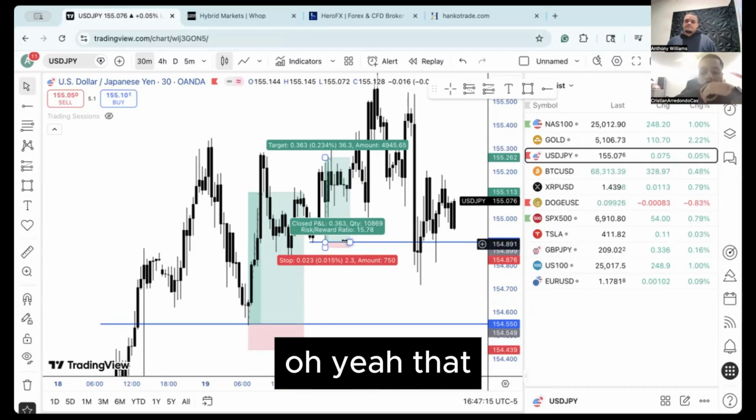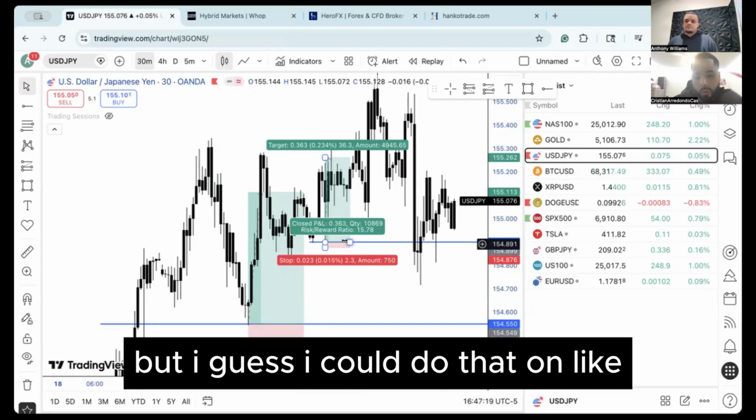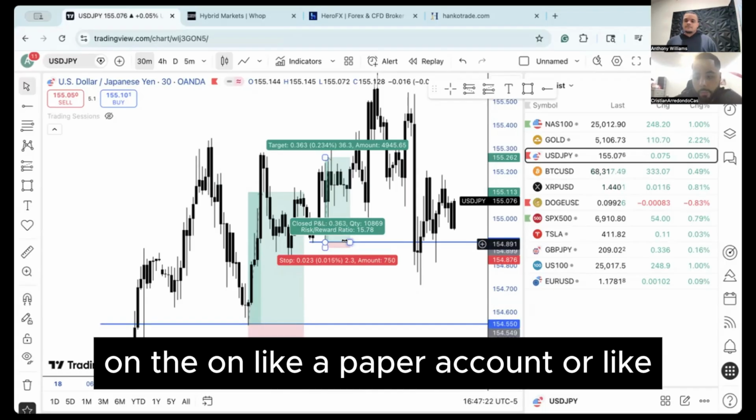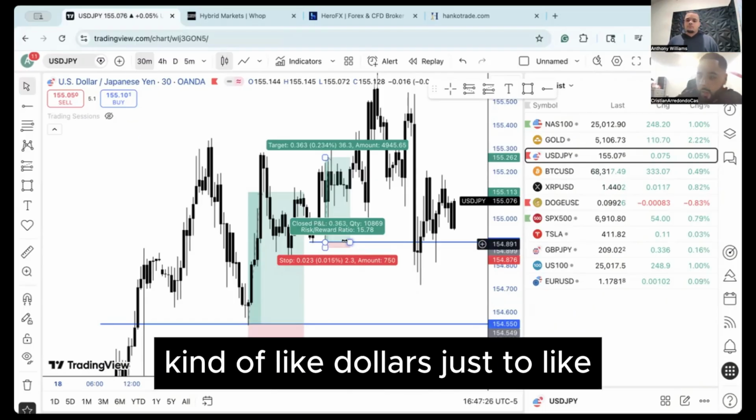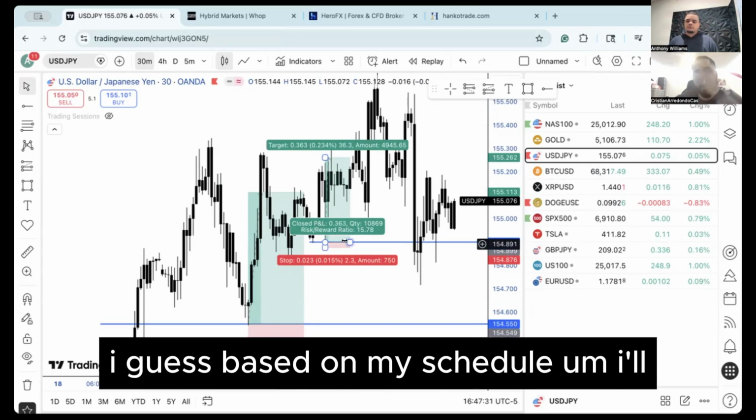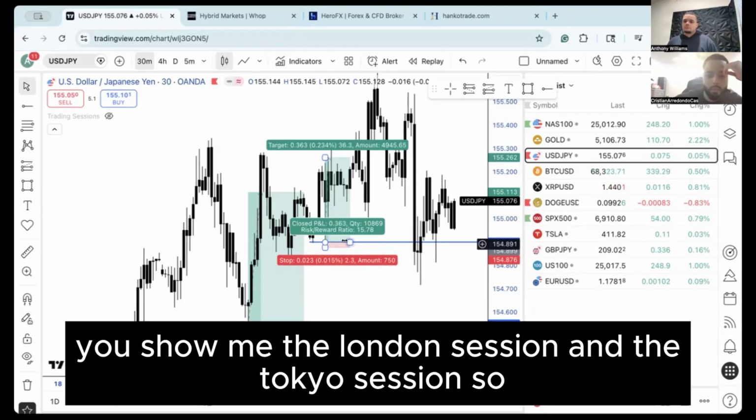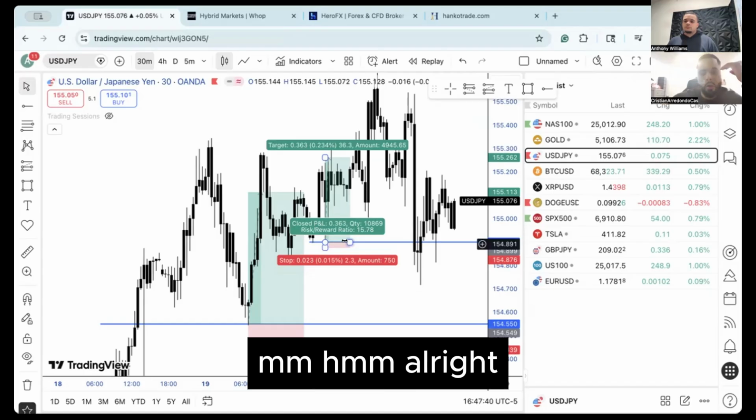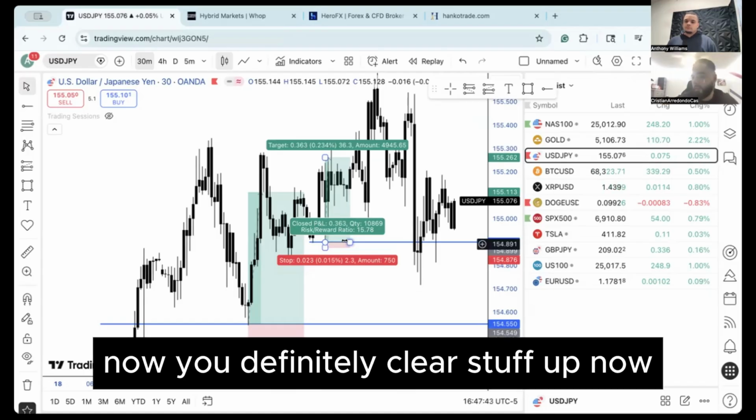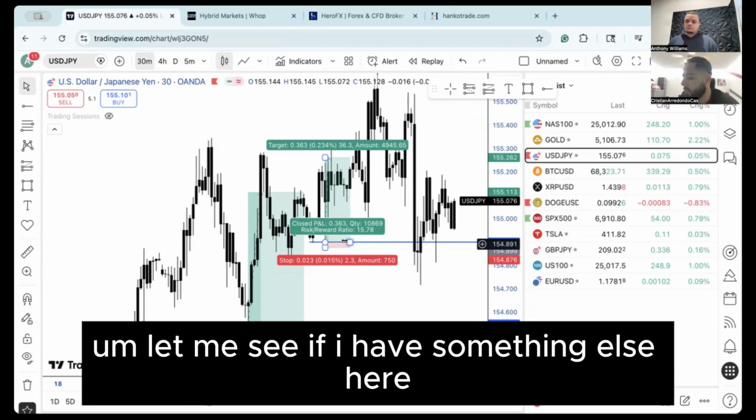Yeah, I definitely need to try that because I haven't gotten to that part yet, but I could do that on a paper account or with very small dollars just to actually try it. Based on my schedule, well, not even, because you showed me the London session and the Tokyo session, so you're definitely clearing stuff up now. Let me see if I have something else here.